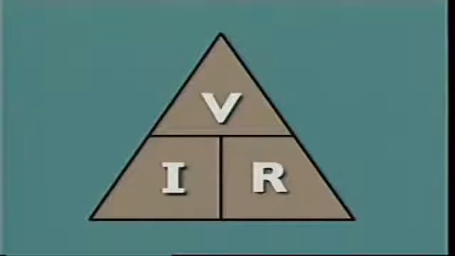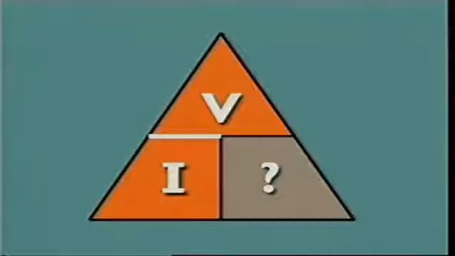This triangle is an easy way to remember them. R equals V over I, I equals V over R, and V equals I multiplied by R. With Ohm's law, as long as any 2 of the 3 quantities are known, the third can be calculated.